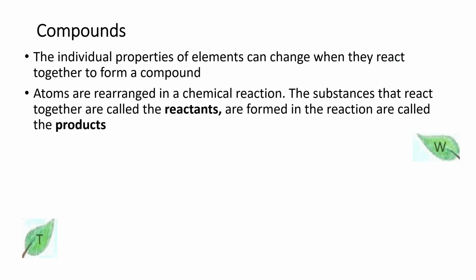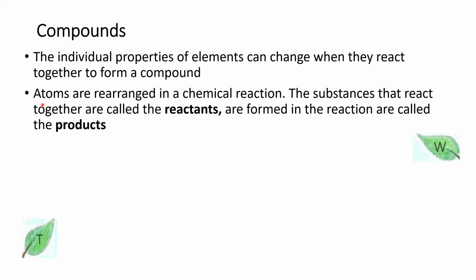So, compounds. The properties of elements can change when they react together to form a compound. So, if I had 2 different things, they may have certain properties. If I reacted them together to make a compound, they would probably have different properties. Now, atoms are rearranged in a chemical reaction. That is really quite important. If you are asked, how do you know that a chemical reaction has happened, given 2 diagrams, and the atoms were different, you would say they were rearranged. That's the easiest way to spot it.